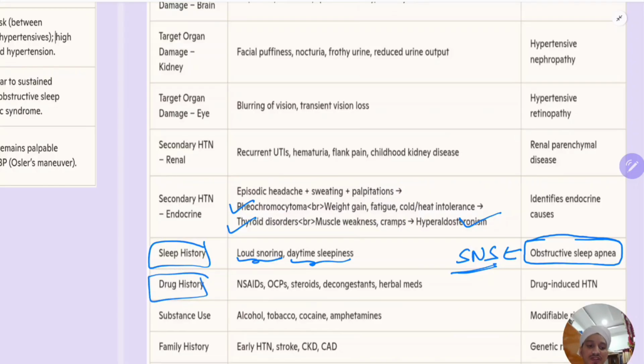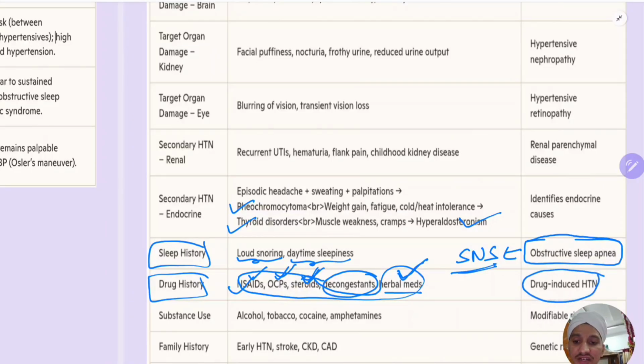Drug history, same things. All the causes which we have discussed, you are asking questions regarding those causes to the patient. Whether the patient continuously takes NSAIDs or oral contraceptive pills, steroids, for example in connective tissue disorder or arthritis patients, or herbal medications. This is very important. Patients taking continuous herbal medications will also develop drug-induced hypertension. So these three are important. Four you can take: NSAIDs, OCPs, steroids, and nasal decongestants like phenylephrine, oxymetazoline, xylometazoline. So that suggests drug-induced hypertension.